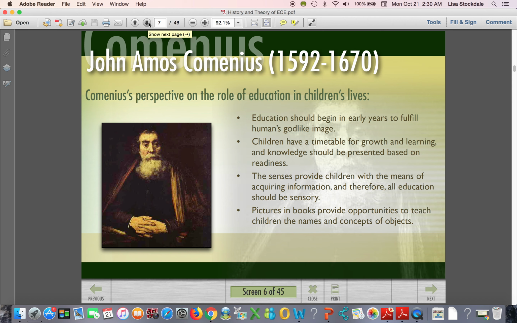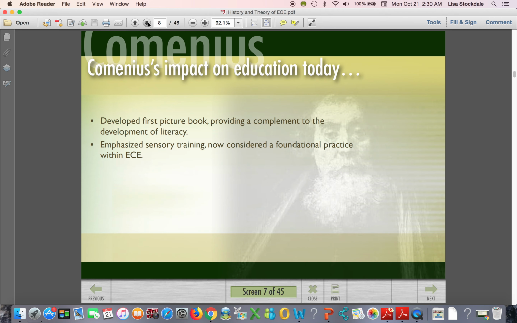He thought that the senses provide children with the means of acquiring sensory information, and therefore all education should be sensory. We've already talked a little bit about picture books. His picture books provided opportunities to teach children the names and concepts of objects. So we know that he developed the first picture book, and it provided a complement to the development of literacy, and he emphasized sensory training, which is still a very foundational practice within early childhood education.